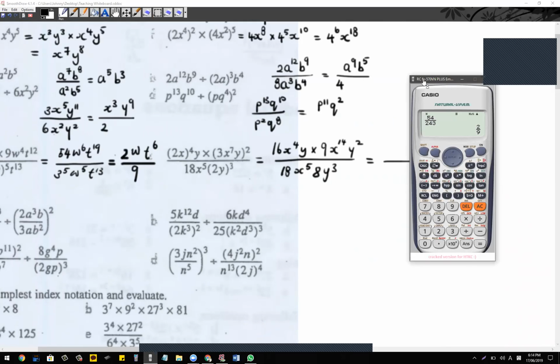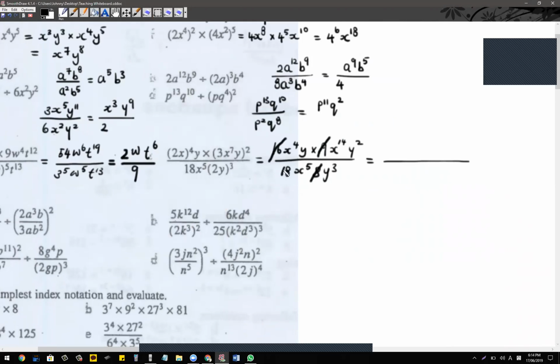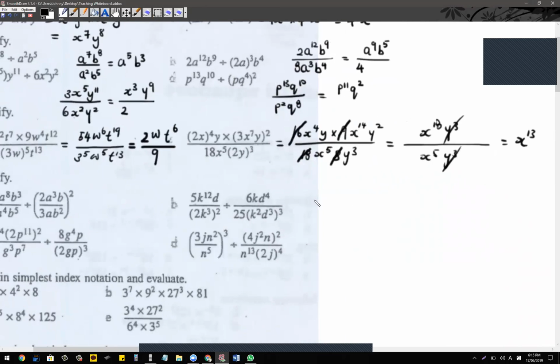I'm just going to use calculator for all these numbers. So 16 times by 9, divide that by, so 144, divide that by 18 times by 8. This calculator simplifies that for you. So it's 1. So that means all these numbers cancel out. You get x to the power of 18, y to the power of 3, and x to the power of 5, y to the power of 3. So this cancels out. You get x to the power of 13. That's the answer.